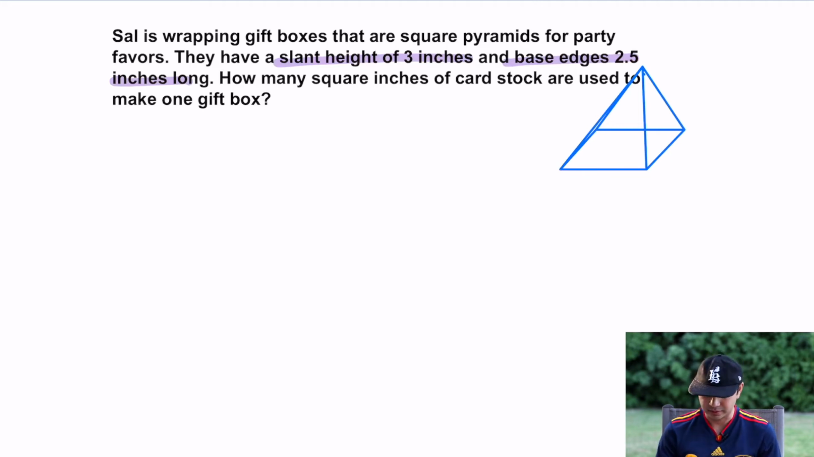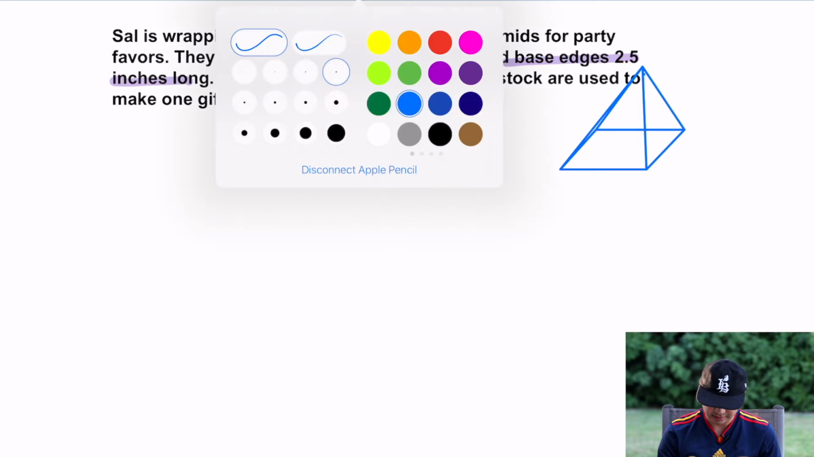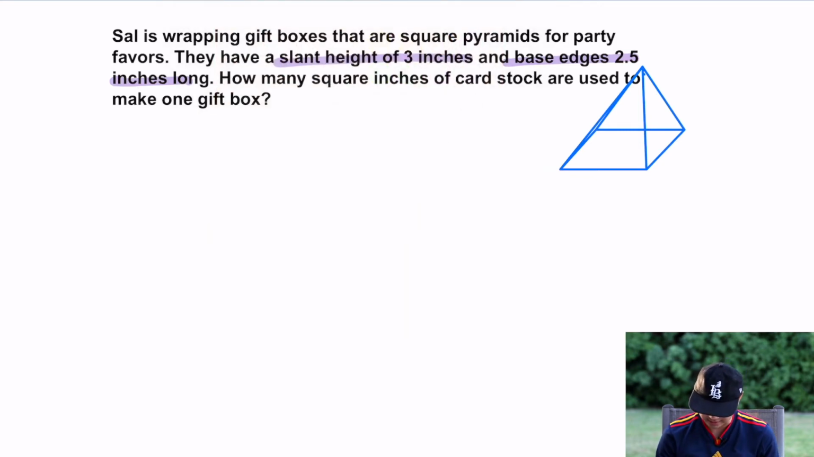So we're just going to follow what it says here. Slant height of 3 inches. So I'm going to use a different color here of red and put the slant height to show that's kind of following down here and then right there. And that's going to be 3 inches. And then it says base edges of 2.5 inches long. So 2.5 here, 2.5 there.